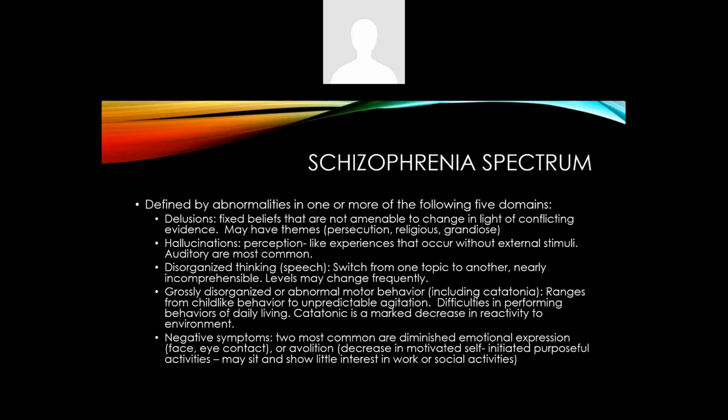The other category for this week is the schizophrenia spectrum. This is going to be defined by abnormalities in one or more of the following domains. There might be delusions, hallucinations, disorganized thinking or speech, grossly disorganized or abnormal motor behavior, or negative symptoms such as diminished emotional expression or avolition. So there's a lot of different things that you're going to be looking for in this spectrum.